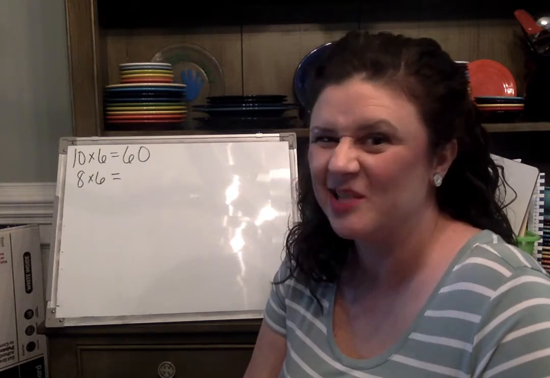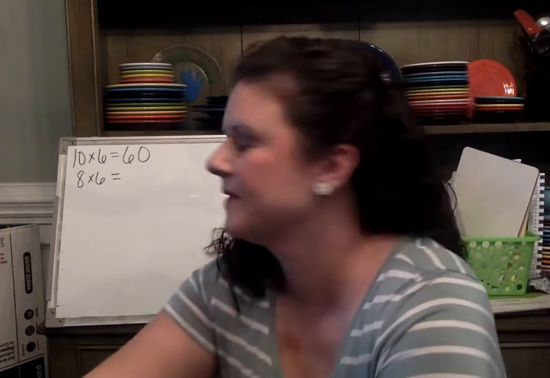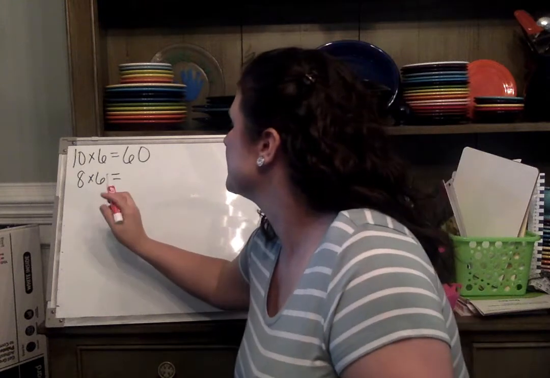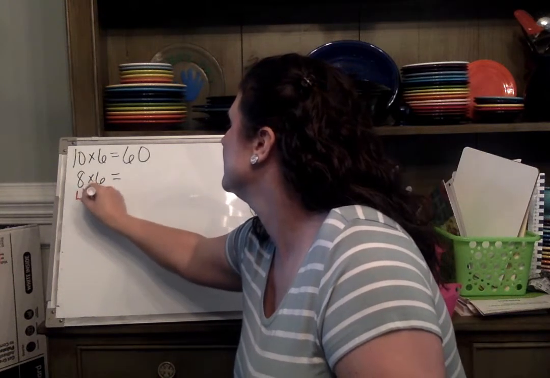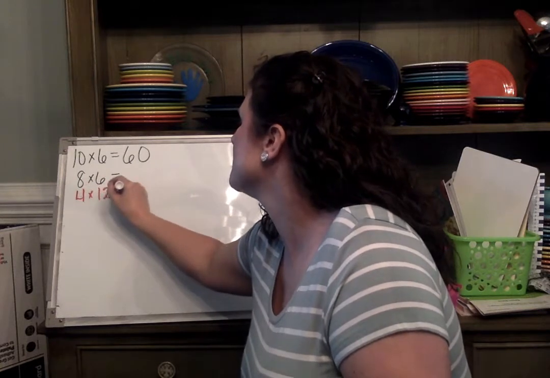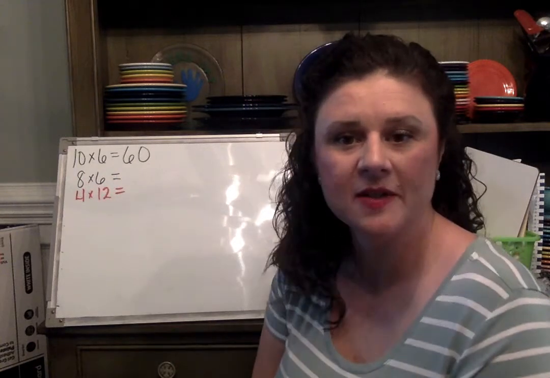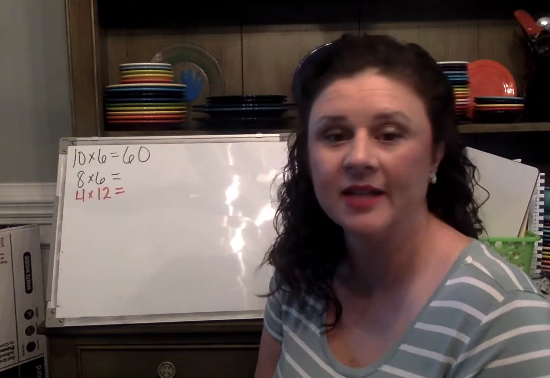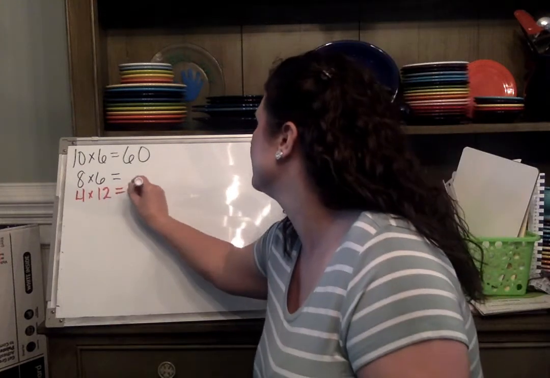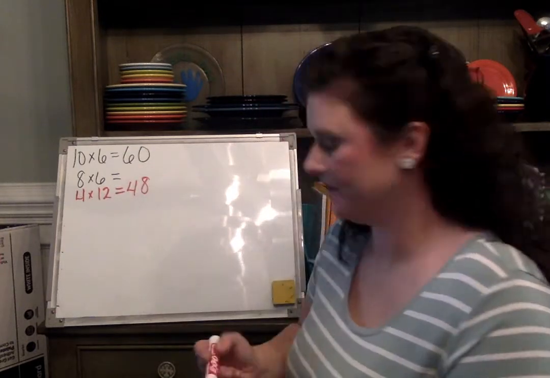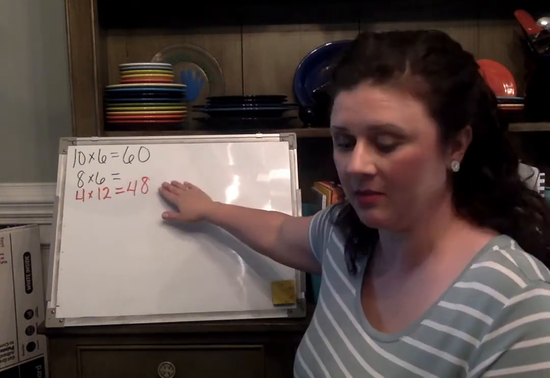Now, I go back to that doubling and halving strategy here. Half of 8 is 4. 6 doubled is 12. This is a double-double because it's a 4. If I double 12, I get 24. If I double 24, I get 48. Okay? So we got a power of 10 and we got a doubling and halving.